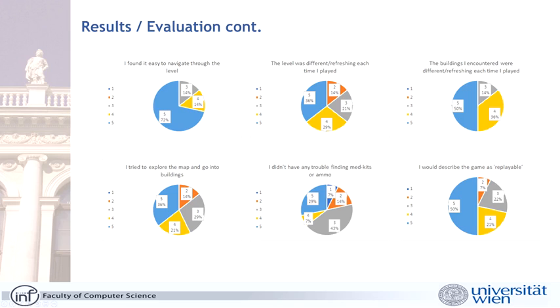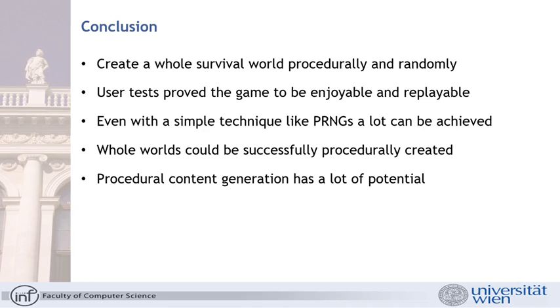When asked if they would describe the game as replayable, 10 out of 14 users agreed, 3 were neutral, and 1 disagreed, giving the question an average rating of 4.14, which at least suggests that our goal for the game to be replayable was met. So the conclusion for us is we were able to create a whole survival world procedurally and randomly and fit it within a playable game. The user tests prove the game to be enjoyable and replayable, and of course the main conclusion was that procedural content generation has a lot of potential, which should without a question be further explored.